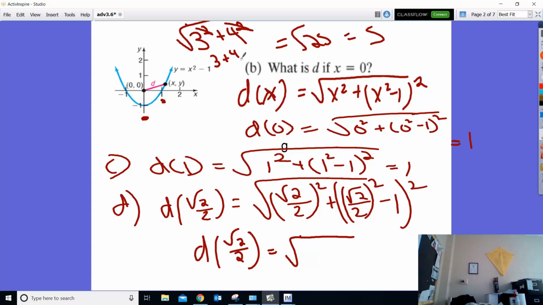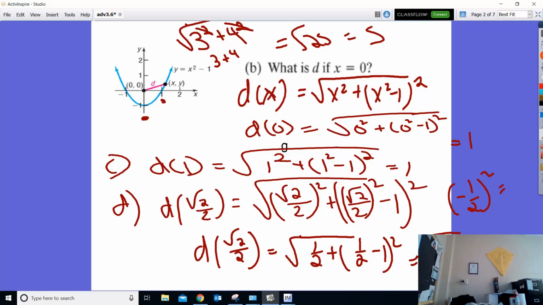Well, anyways, that's going to be a half. So you're a half. You're a half. So inside the radical, we have 1/2 plus 1/2 minus 1 all squared. So half minus 1's a negative half, isn't it? What's a negative half squared? Quarter. You have a half plus a quarter.